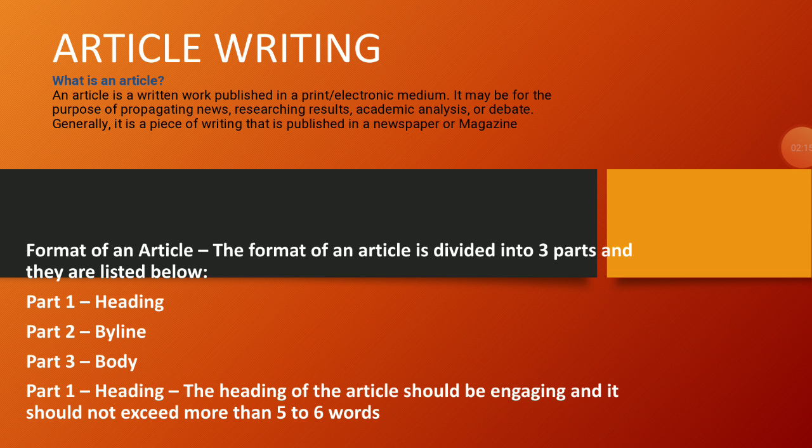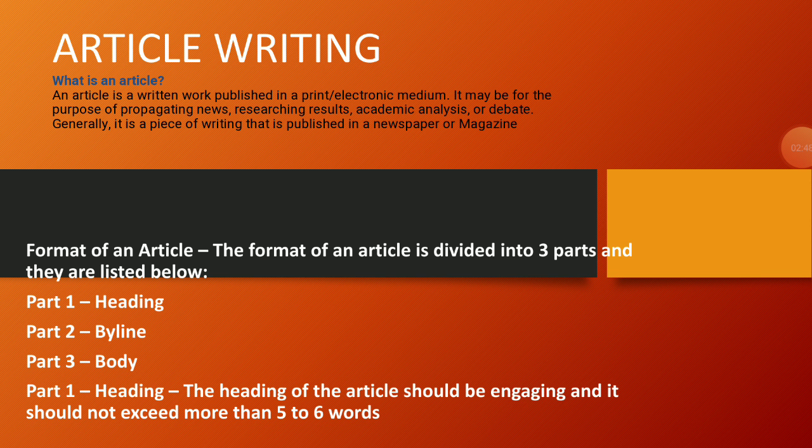As you can see, I've just put a small definition of an article. It is a written work published in the print or electronic media. It may be for the purpose of propagating news, research results, academic analysis, or debate. So an article includes all the different types of writing which you have known so far, and usually it is written for publishing in a newspaper or a magazine. It encompasses a general issue, and the different aspects of the issue are usually dealt with by the writer.